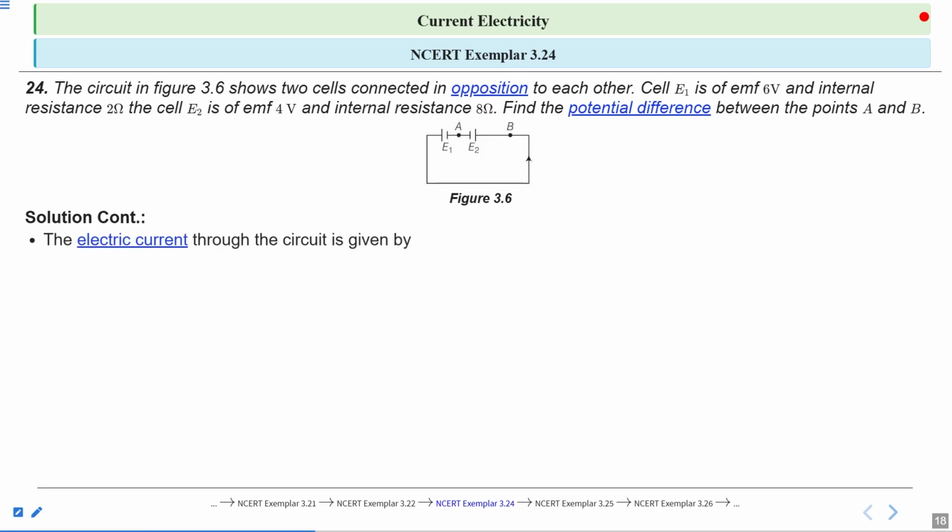The electric current through the circuit is given by, okay, now electric current is net EMF, or effective EMF, upon effective resistance. What is the effective EMF in the circuit? 2 volt. What is the effective resistance in the circuit? 10 ohm. So 2 upon 10. So what is the current in the circuit? 0.2 ampere according to Ohm's law.